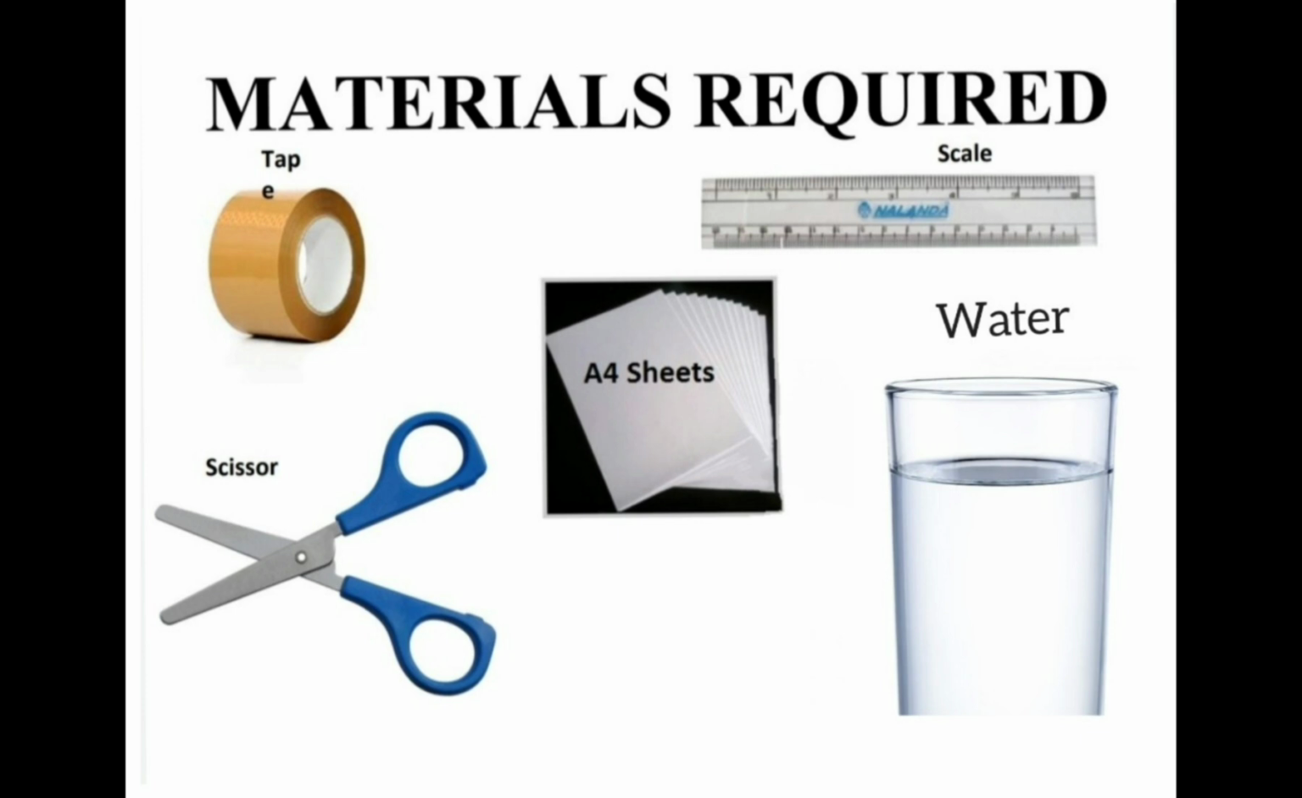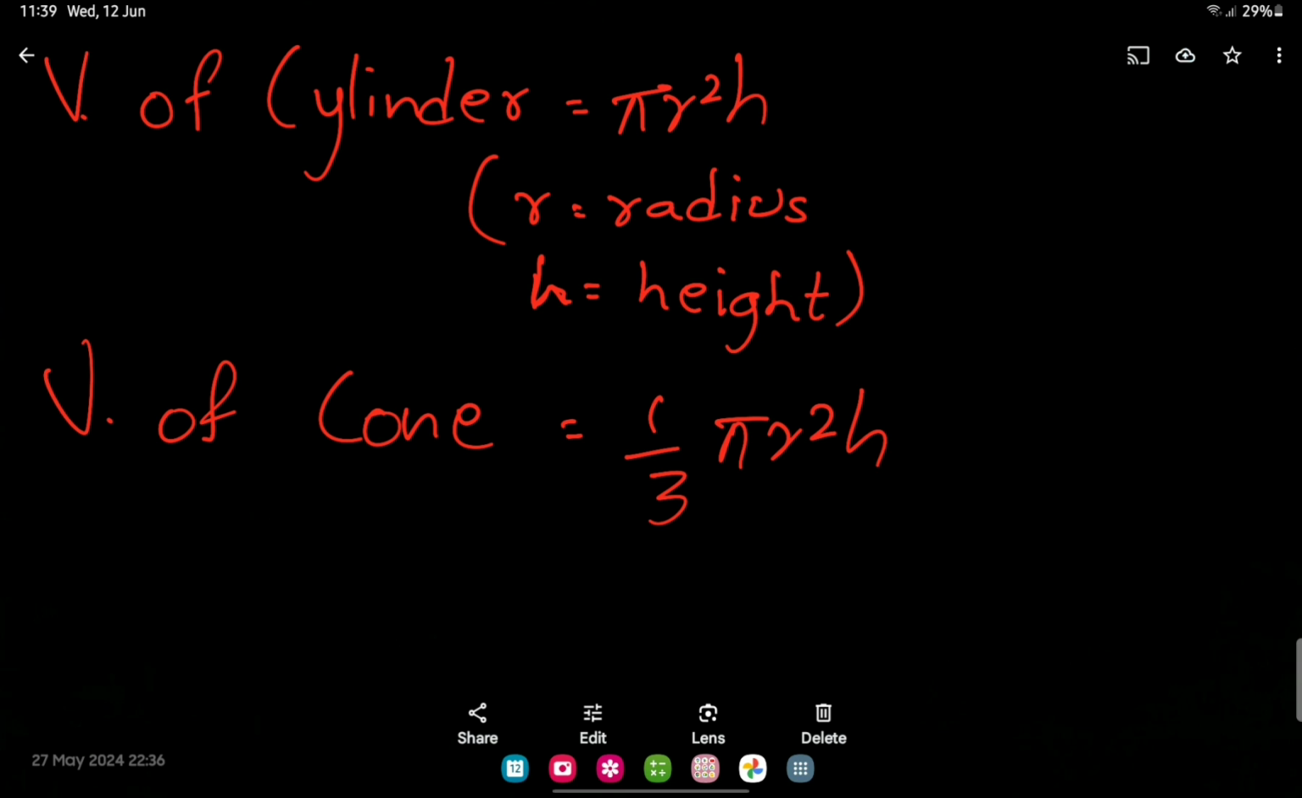First, let's understand the basic formulas we'll be working with. The volume of a cylinder is given by the formula pi r square h, where r is radius and h is height of a cylinder. In a cone, the volume is given by 1/3 of the volume of a cylinder. So it's 1/3 of pi r square h. So here we can understand that the volume of a cone is 1/3 of a cylinder's volume.